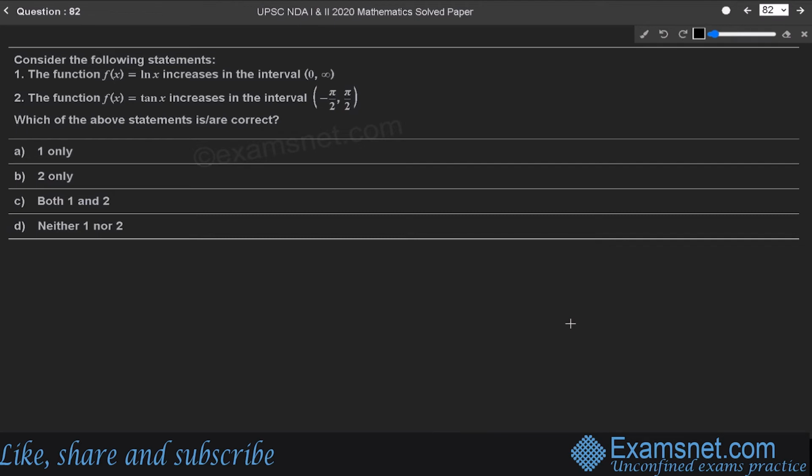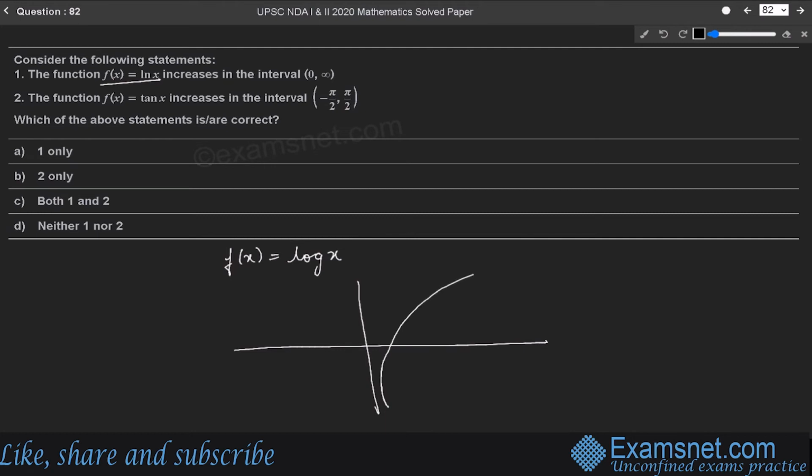So let us understand the statements by making a graph. The first statement has a function which is f(x) = log x. So first let us make the graph for f(x) = log x. So the graph will be something like this. It will pass through here and it will go this way. So this is 1, 2, 3, 4 and so on. This will be 0, 1, 2 and so on, minus 1, minus 2, minus 3. Here also it will be minus 1, minus 2 and so on.